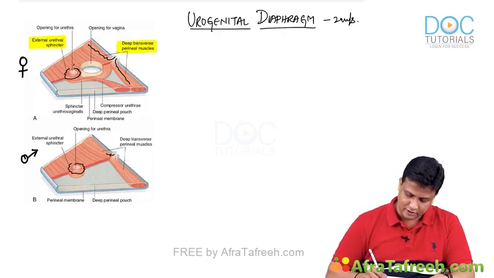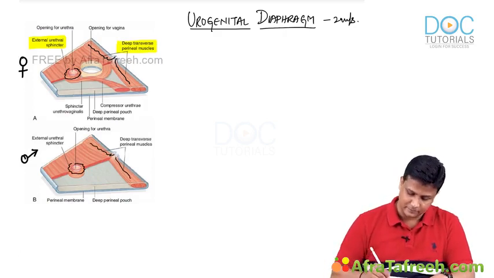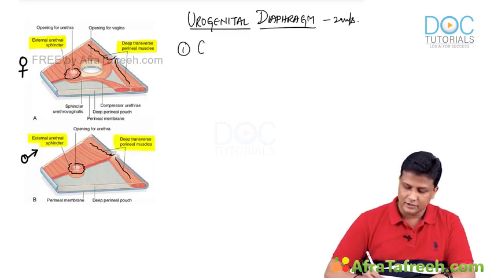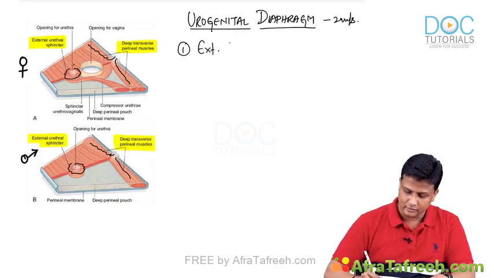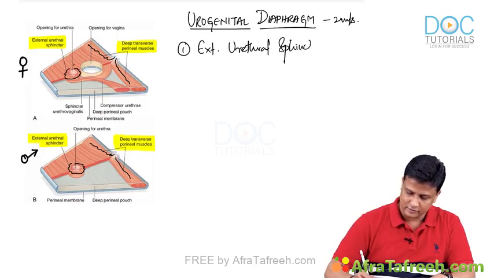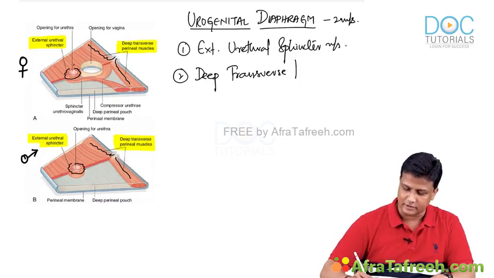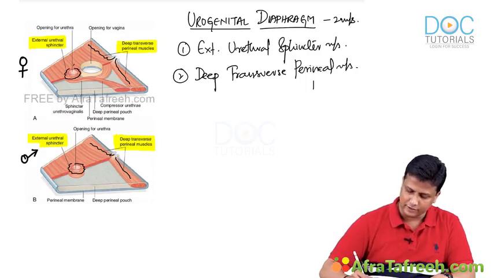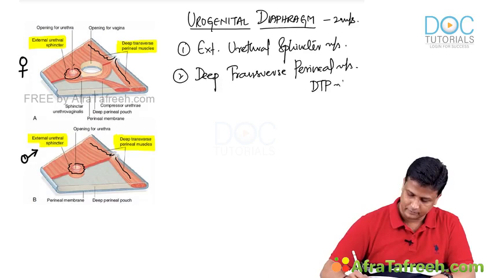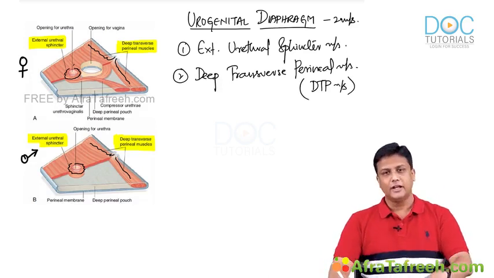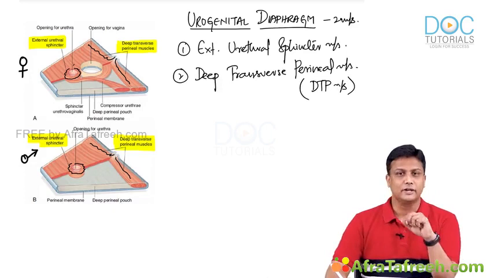External urethral sphincter muscle and the deep transverse perineal muscle, same in the male as well as in the female, guys. So urogenital diaphragm is made up of number one, external urethral sphincter muscle, and number two, deep transverse perineal muscle. In short, we can call it as DTP. So deep transverse perineal muscle, external urethral sphincter muscle and the deep transverse perineal muscle, guys.